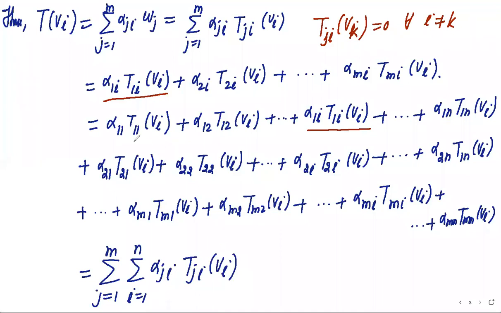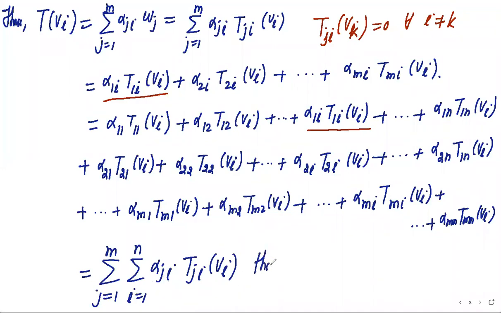So how many terms are there in this summation now? This m into n number of terms. So here also i runs from 1 to n, j runs from 1 to m, so therefore this sum contains all of these terms. But all these terms are equal to just this sum, and that's equal to t of v_i. So that means actually we have expressed this t of v_i as a linear combination of t_ji's. Okay, so far?